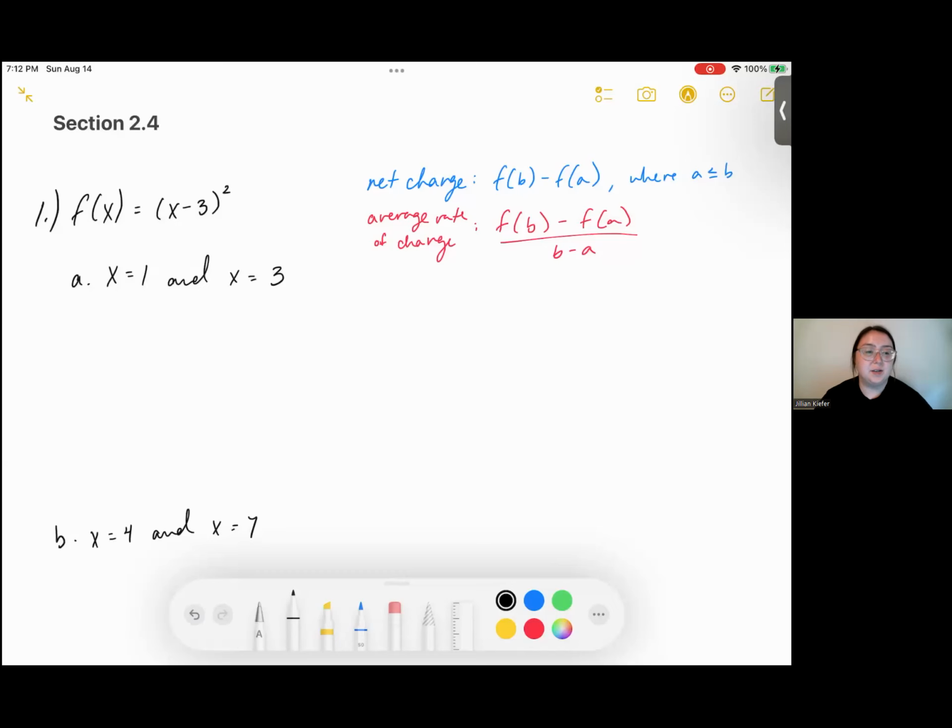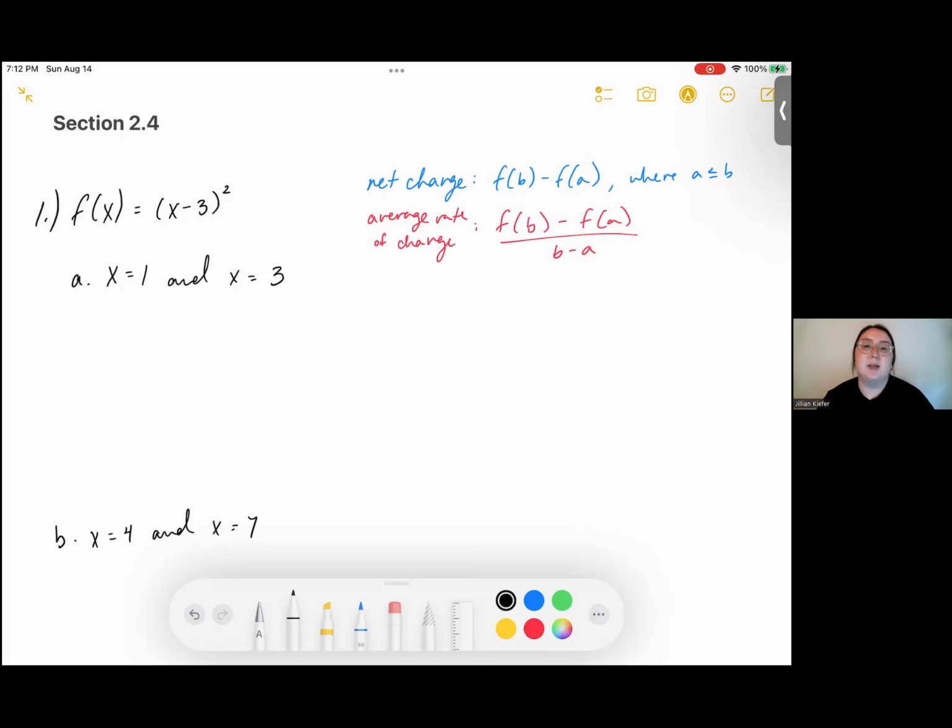All right, so here we are. We have our function (x minus 3) squared. We have part A, where we're looking at our function between the x values 1 and 3, and B, where we're looking at our function between the x values 4 and 7. I've also written out the net change formula, which we learned in our previous section: f of b minus f of a, where a has to be less than or equal to b. Then we have our average rate of change: f of b minus f of a, divided by b minus a.